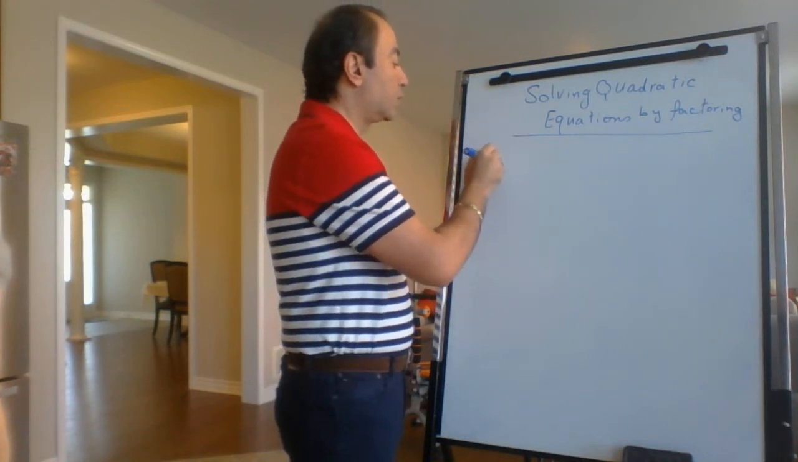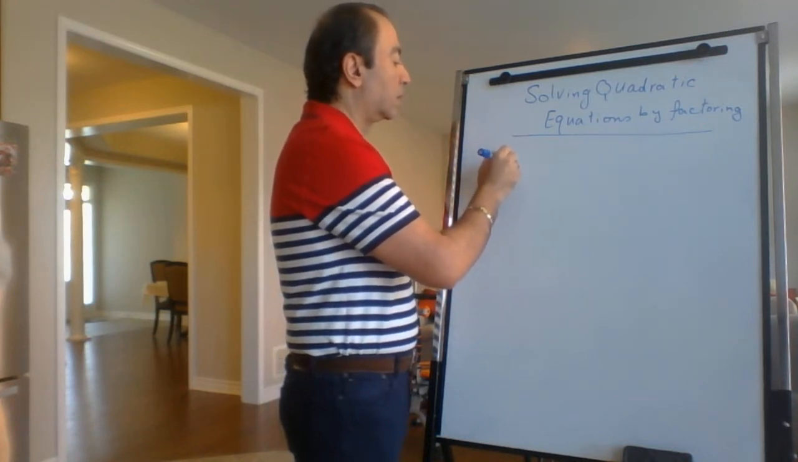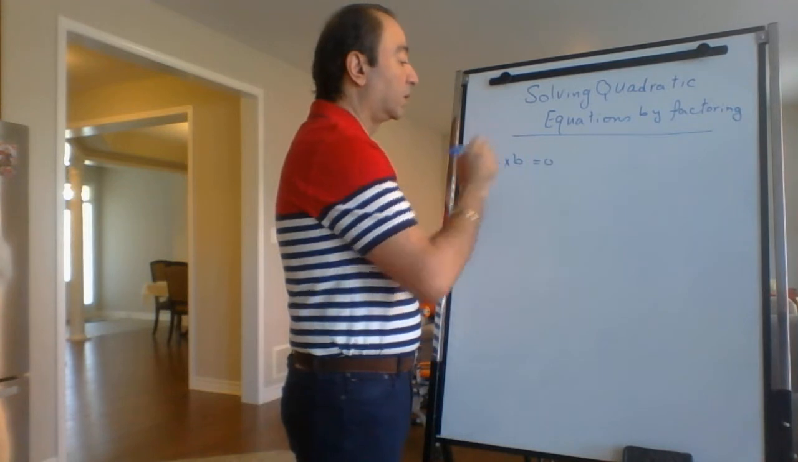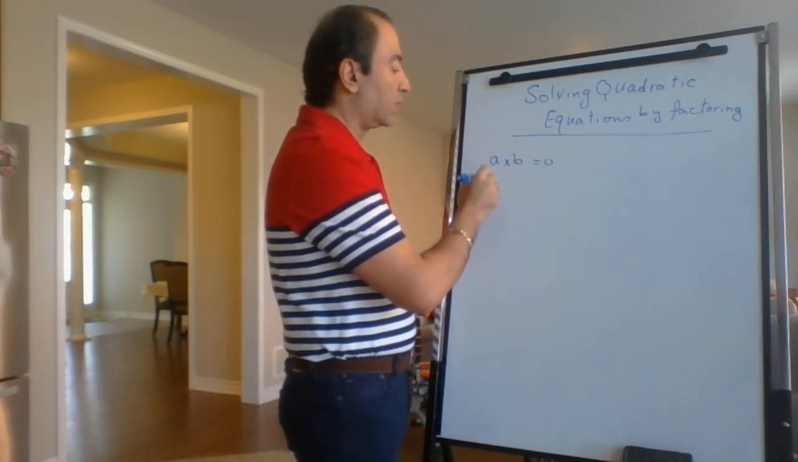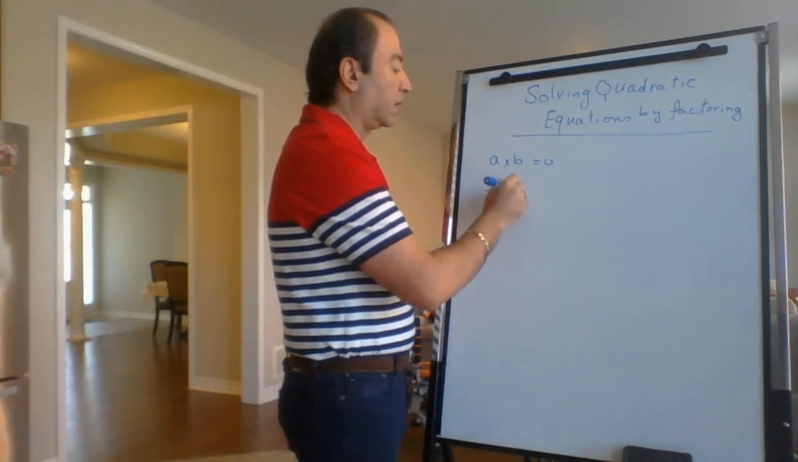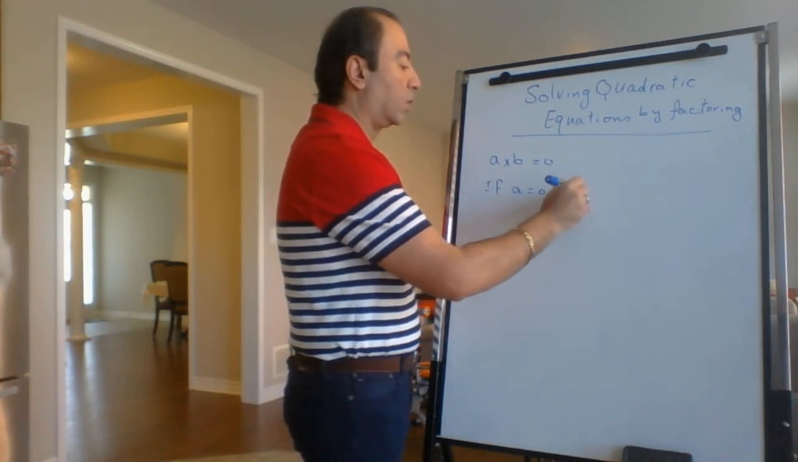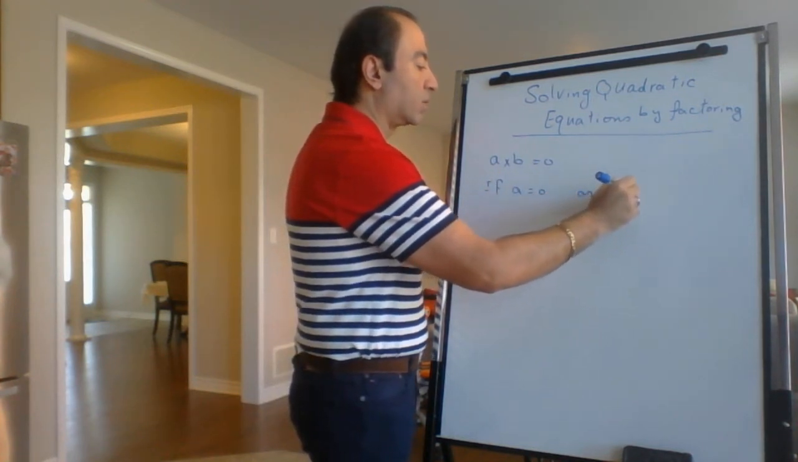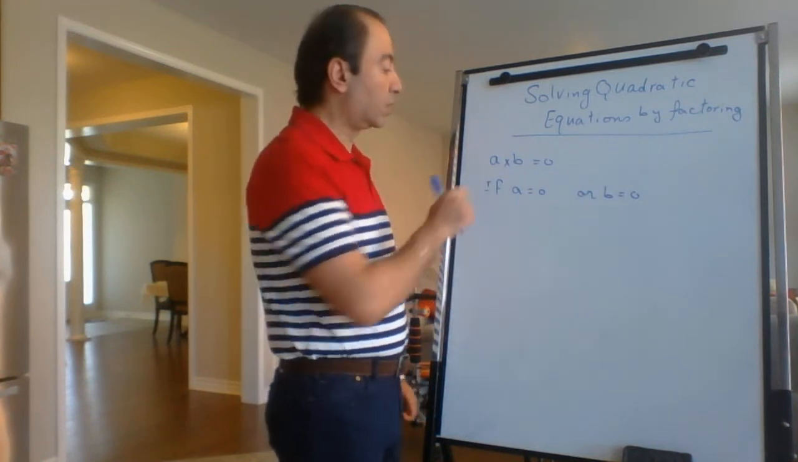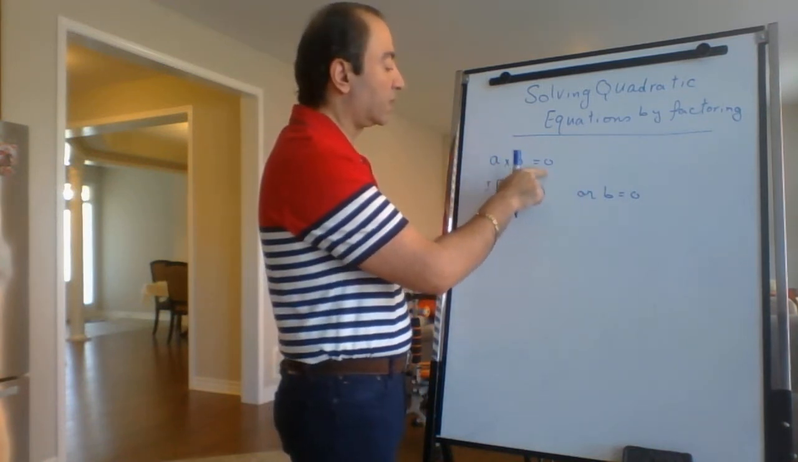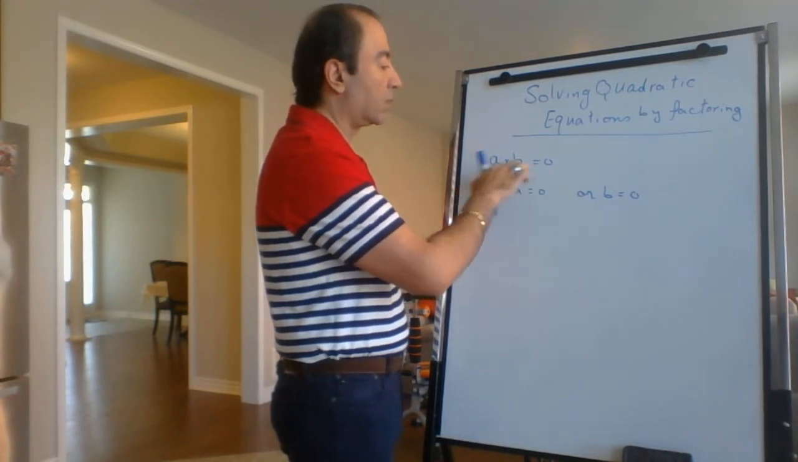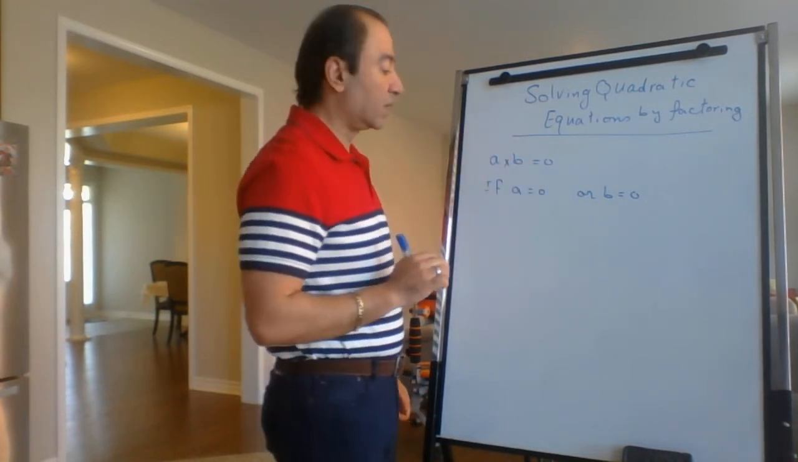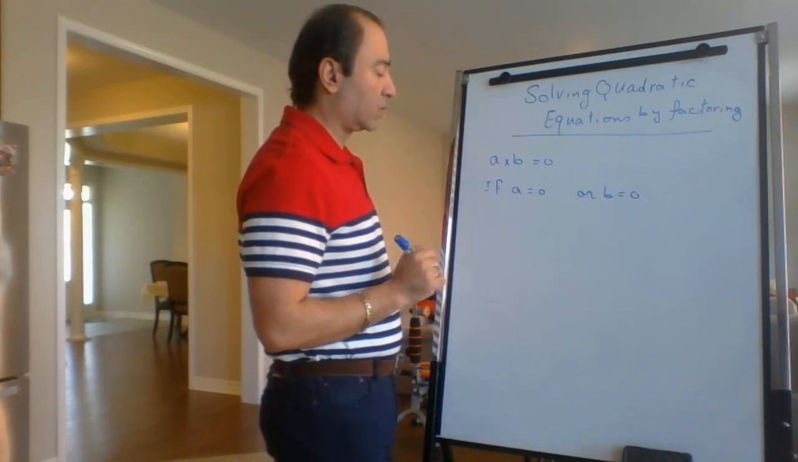If I have 2 variables multiplied and the result is 0, this equals 0 if a equals 0 or b equals 0, or both of them are 0, because 0 times anything is 0. If both of them are 0, this will give us 0 as well.